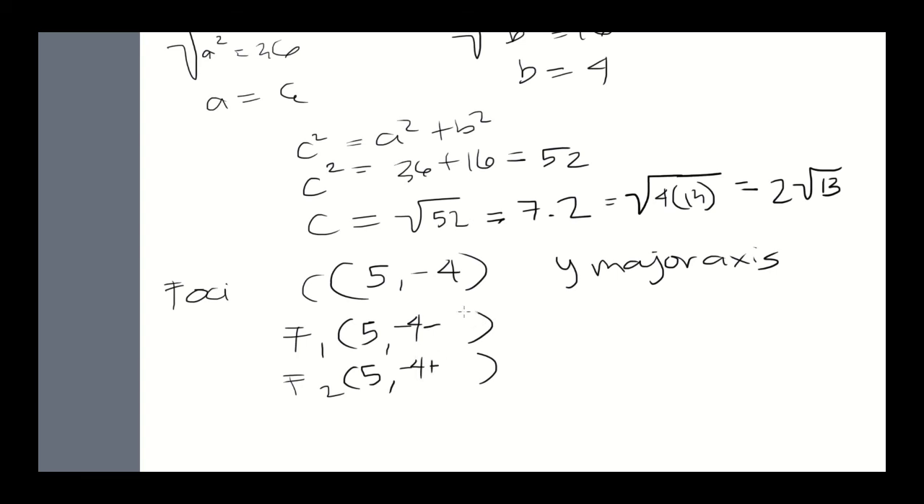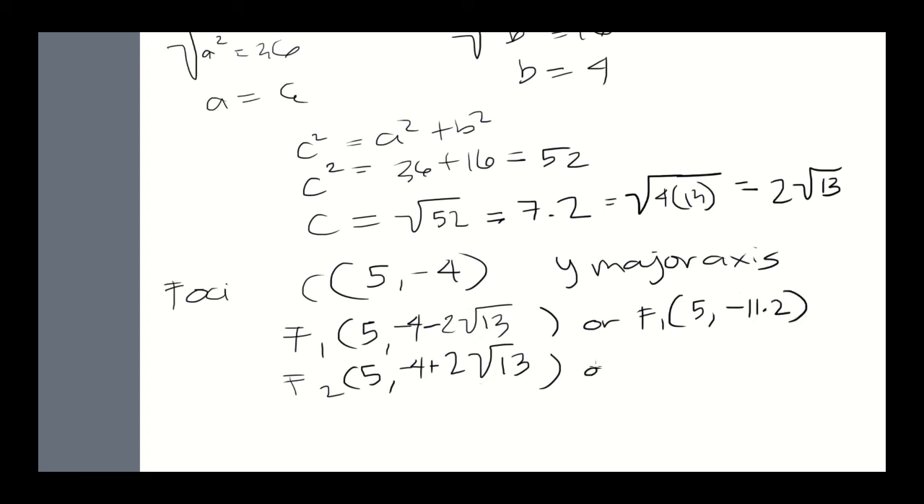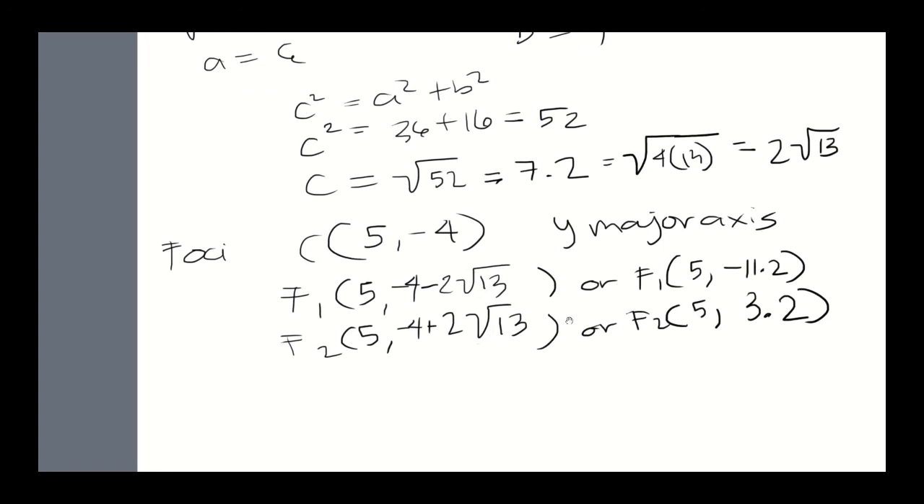Okay, so plus, then what is the c? We all know that the c is 2 square root of 13, so this is also 2 square root of 13. So focus 1 is (5, negative 4 minus 2 square root of 13), or focus 2 is (5, negative 4 plus 2 square root of 13). Okay, so that's it.